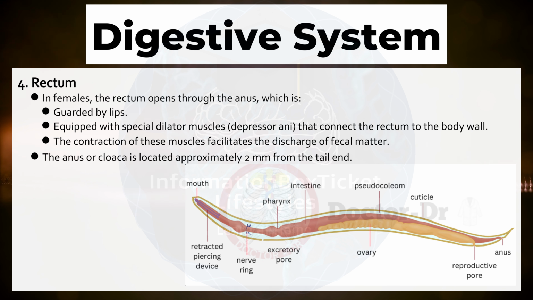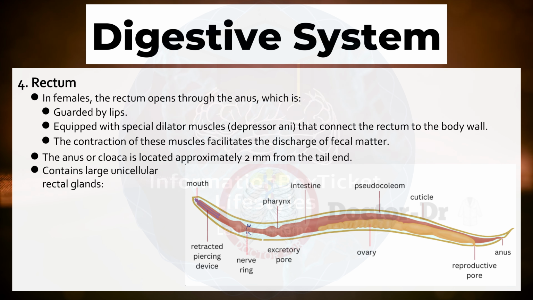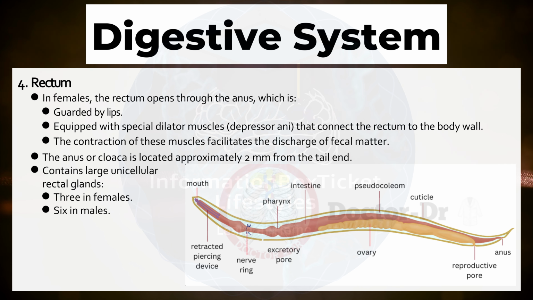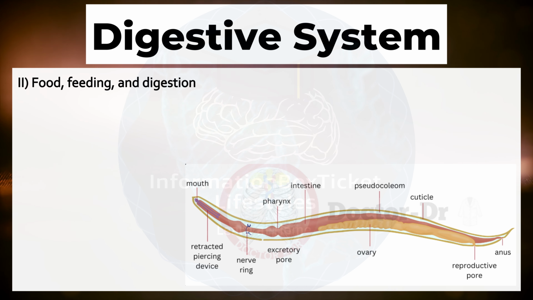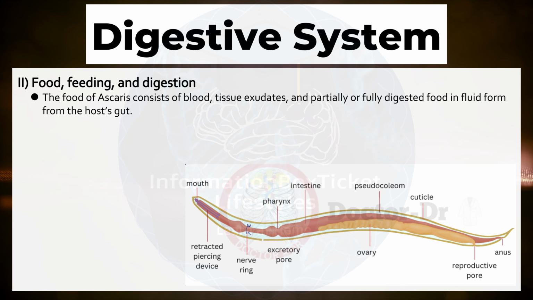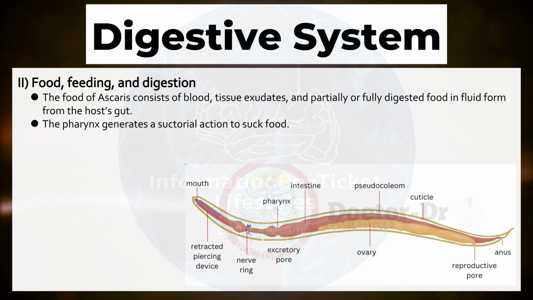The anus or cloaca is located approximately 2 millimeters from the tail end and contains large unicellular rectal glands, 3 in females, 6 in males. Food, feeding, and digestion. The food of Ascaris consists of blood, tissue exudates, and partially or fully digested food in fluid form from the host's gut. The pharynx generates a suctorial action to suck food.